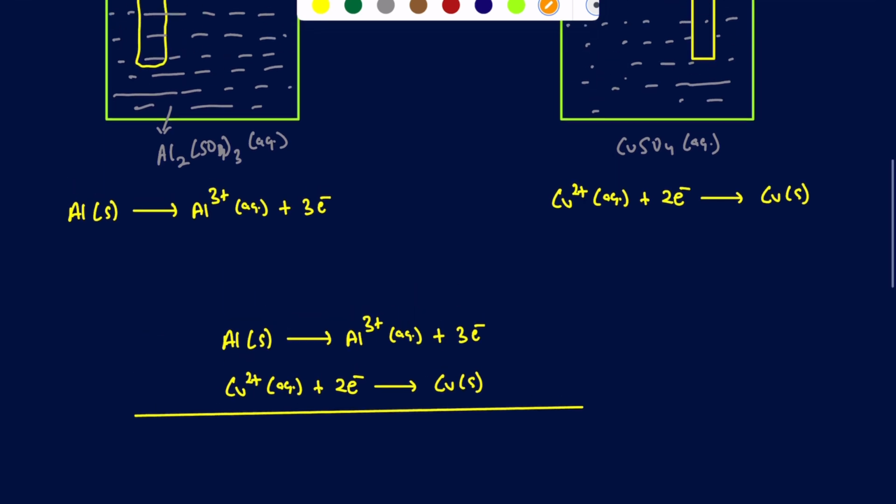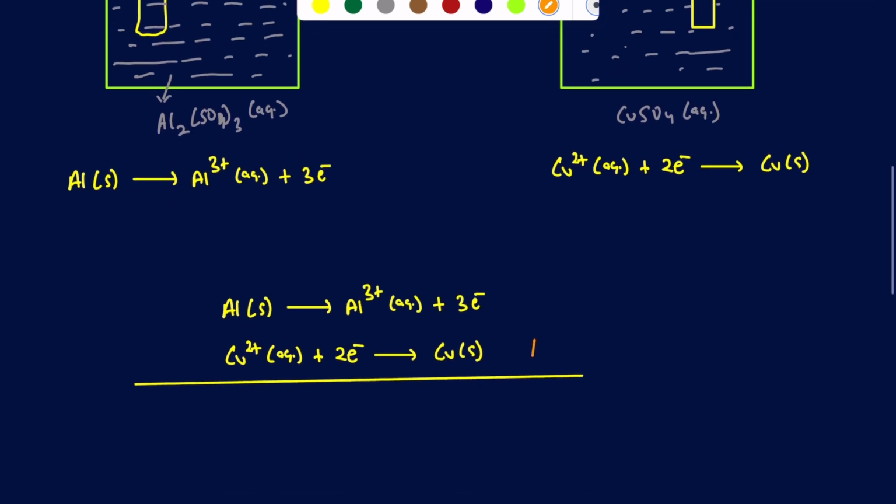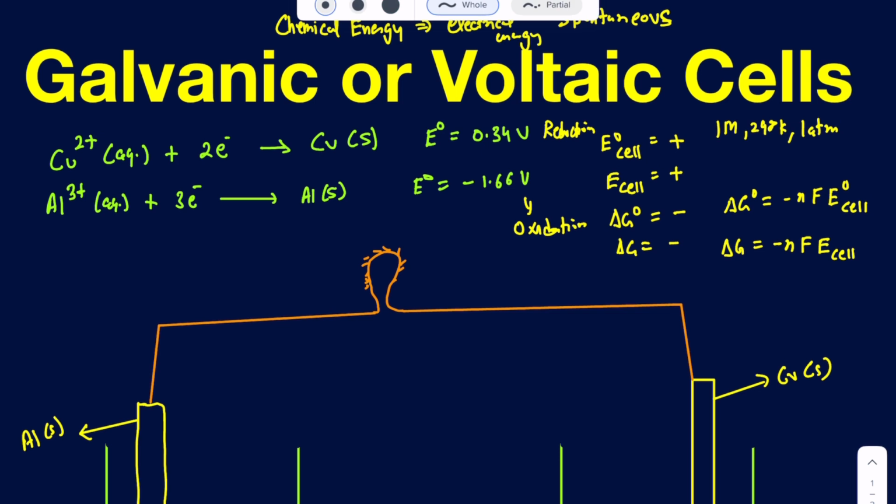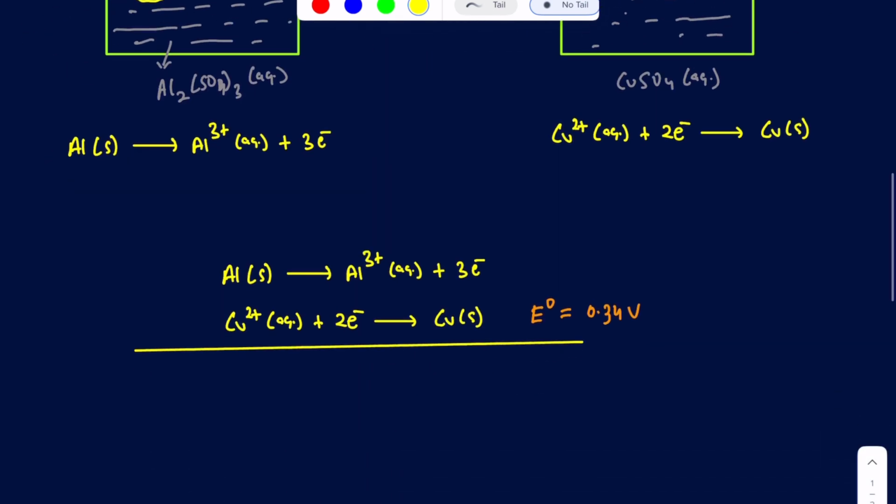Now, before I go there, I want to write down their E zeros. So the standard electrode potential value for the copper is going to be 0.34 volts, that we got up here, coming from that number right there. And the standard reduction potential value for the aluminum was actually negative 1.66. This is where you've got to be a little bit careful. Aluminum, we are actually undergoing oxidation, not reduction.